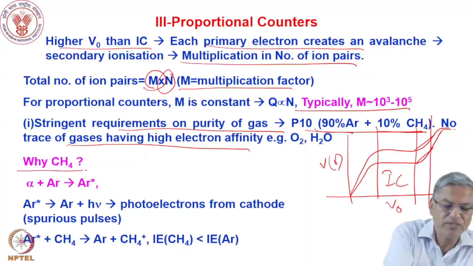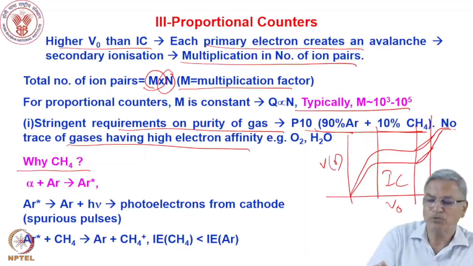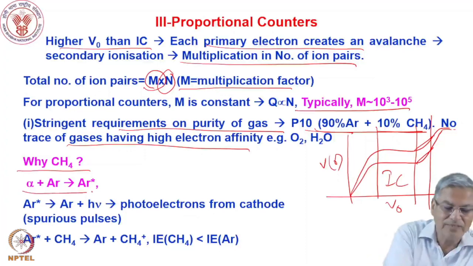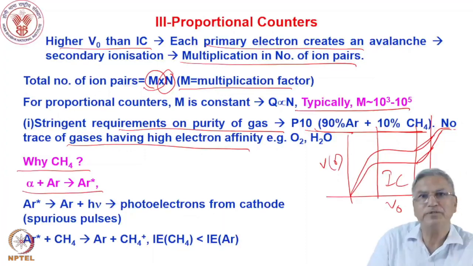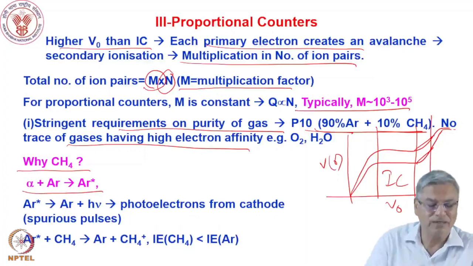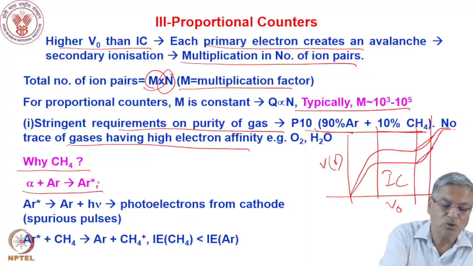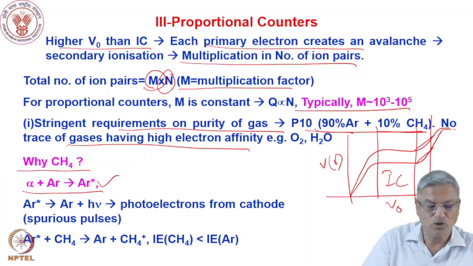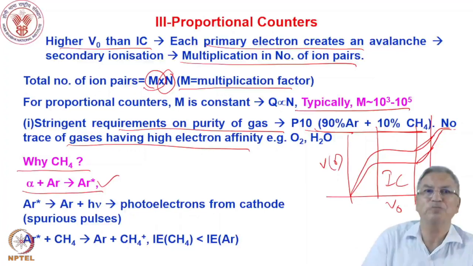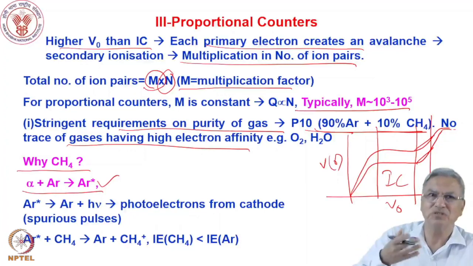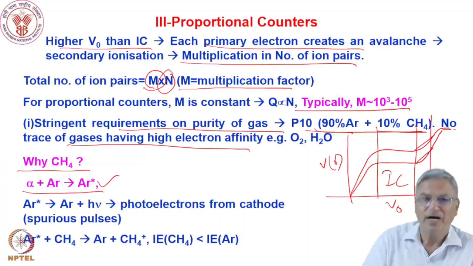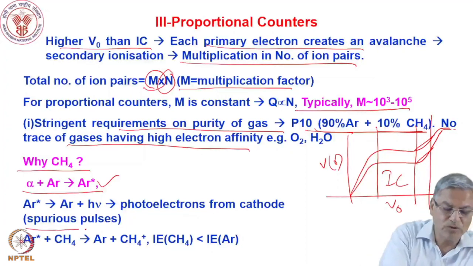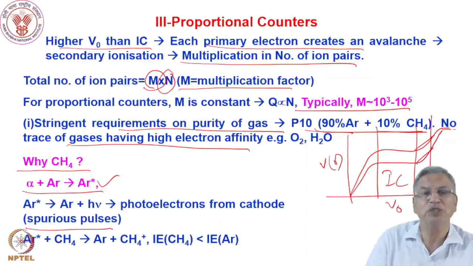So the question arises, why is methane used in these proportional counters along with argon? The reason is that if you take pure argon, the charged particle can cause ionization, and sometimes it can also cause excitation. These excited argon atoms can emit photons, ultraviolet or visible, and these photons can cause photoelectrons from the cathode. Once the photon escapes from the detector's volume and reaches the cathode, by the photoelectric effect it can generate a photoelectron, and that photoelectron is actually not wanted. So this causes spurious pulses.